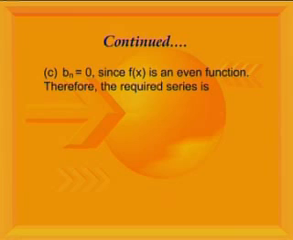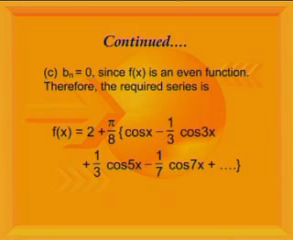So b_n are 0 here, and now substituting these coefficients, our f(x) is equal to 2 plus 8 over pi into cos x minus 1 over 3 cos 3x plus 1 over 5 cos 5x minus 1 over 7 cos 7x plus and so on. So this will be the Fourier series for our function.